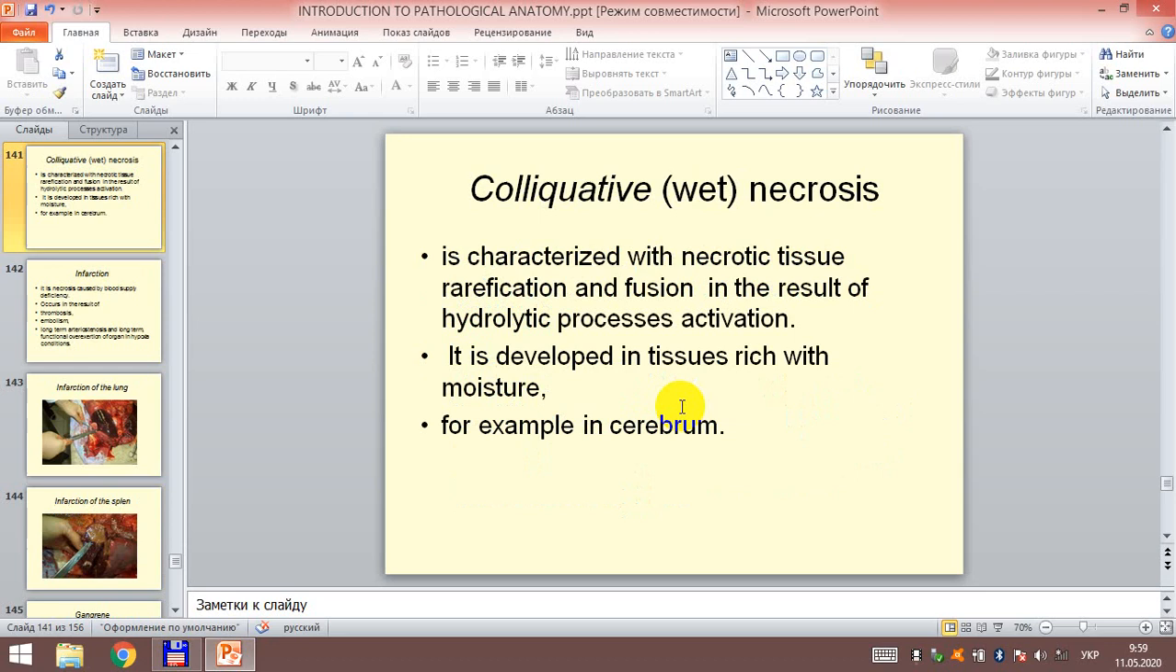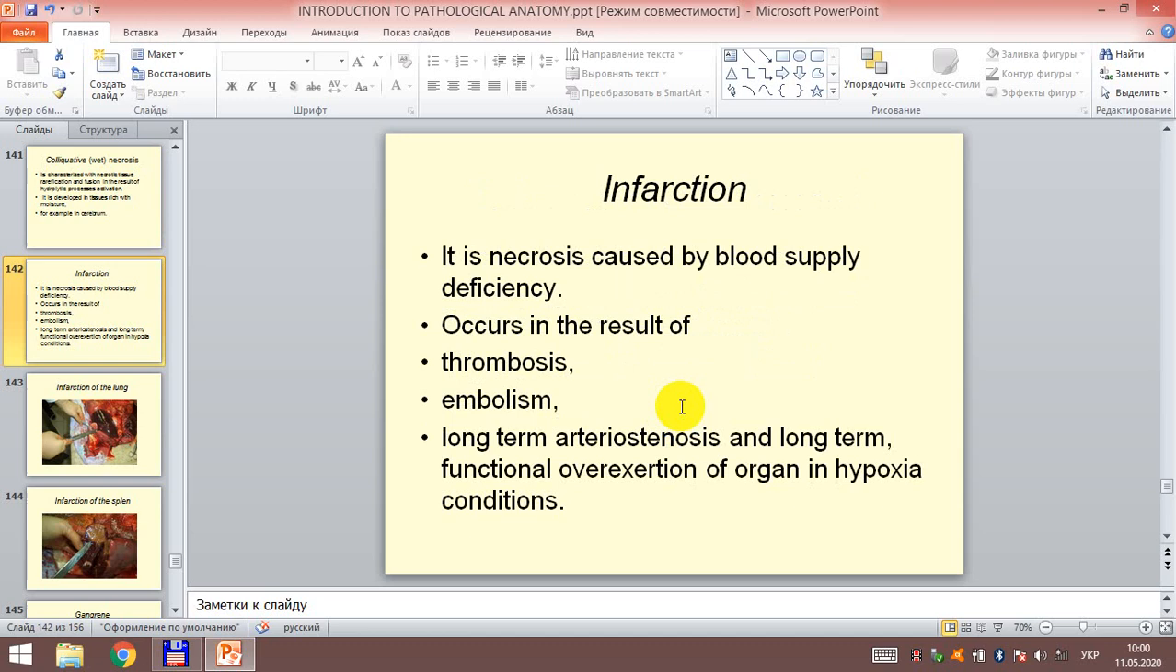Colliquative or wet necrosis is characterized by necrotic tissue rarefaction and fusion as a result of hydrolytic process activation. It develops in tissues rich with moisture, for example, in the cerebrum. Infarction is necrosis caused by blood supply deficiency, occurring as a result of thrombosis, embolism, long-term arterial stenosis, and long-term functional overstrain of an organ in hypoxia conditions.